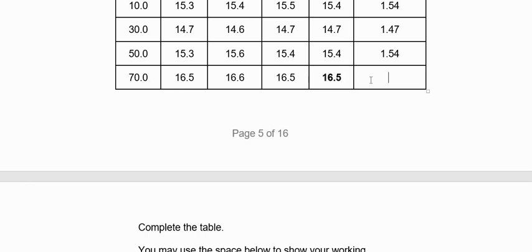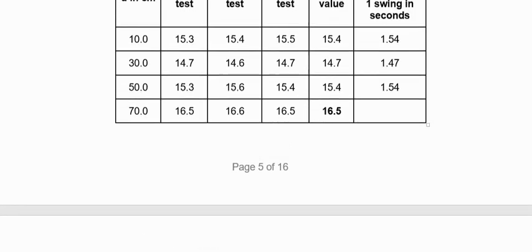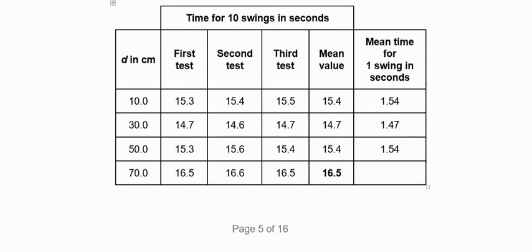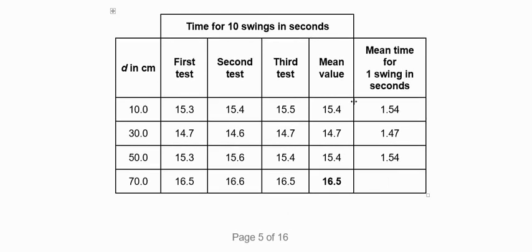Some people got this last bit wrong. We're trying to average these values up here. But if we look at what this column actually is, it's the mean time for one swing. You get this by just dividing the mean value for 10 swings by 10. So it's just 1.65. Much simpler than some people were making this out to be.